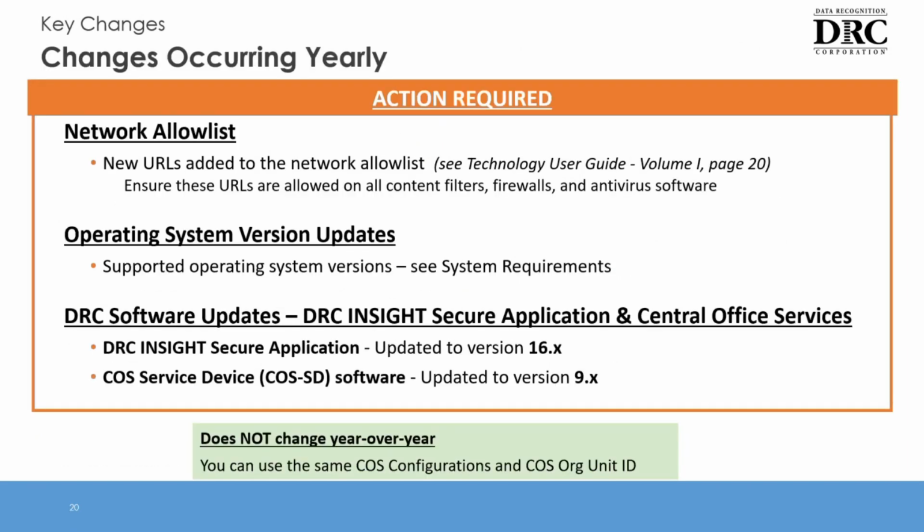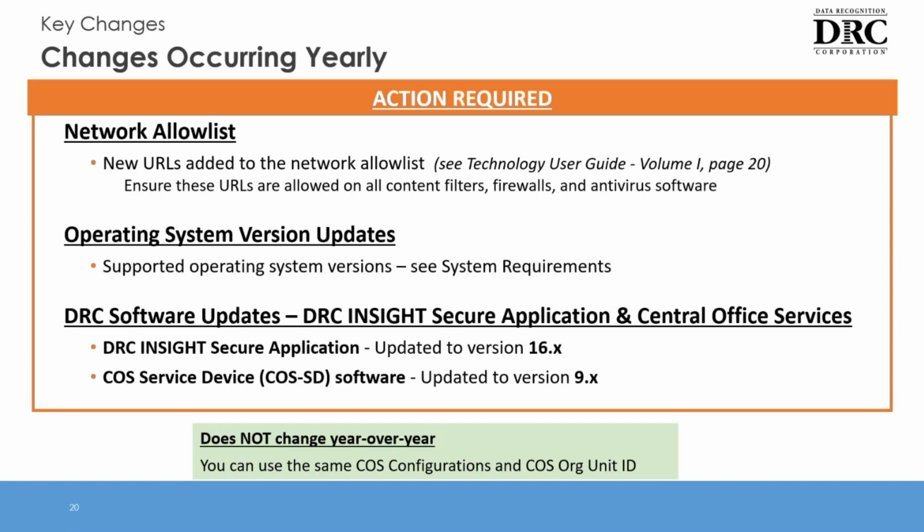This is the last slide for key changes. This is a list of the usual yearly updates that require action from you. New URLs have been added to the network allow list. All new URLs will be bolded in the Technology User Guide Volume 1 on page 20. There are always annual updates to supported operating system versions, which we'll discuss more shortly. And then there's also the DRC software updates.